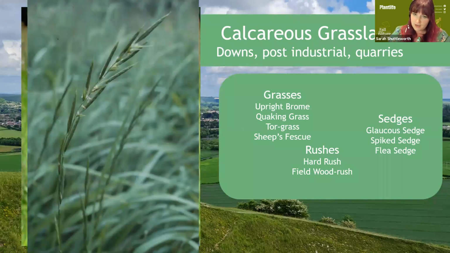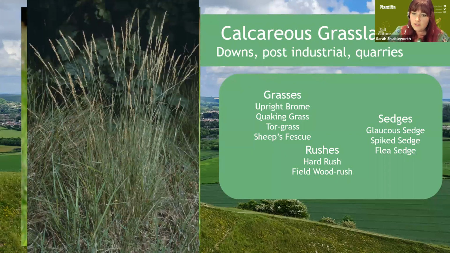Another species of calcareous grassland that's a grass is tor grass, which is a kind of a bit like, if anyone knows, wood false brome, which we're going to come on to when we talk about woodland. But it's just quite distinctive grass of that kind of habitat if you come across it.